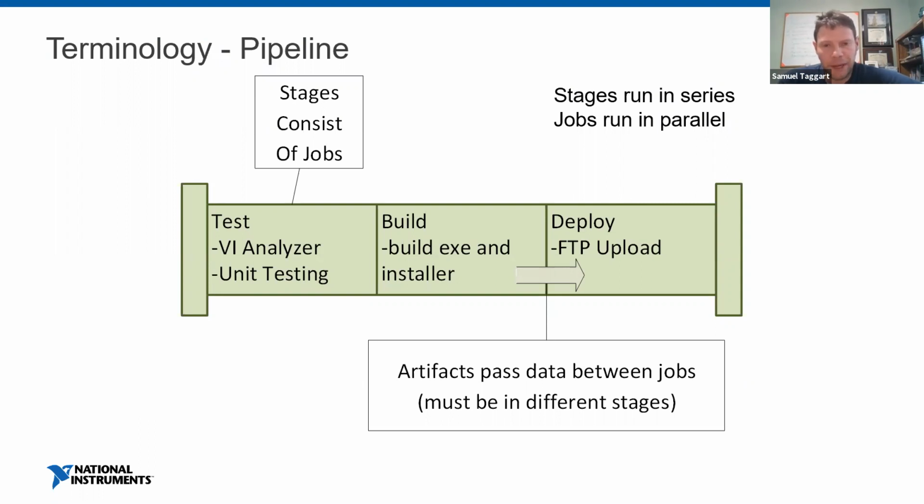And then how do we pass data between the jobs? And why would we want to do that? Well, for example, if you're building an executable and an installer, and you want to deploy that, your deploy stage is a separate stage. How does it get access to the executable and the installer that you built? You use something called artifacts, which are used to pass data between the jobs, and it'll actually also store those on your CI server so that you can access them later. Do you have any questions so far?